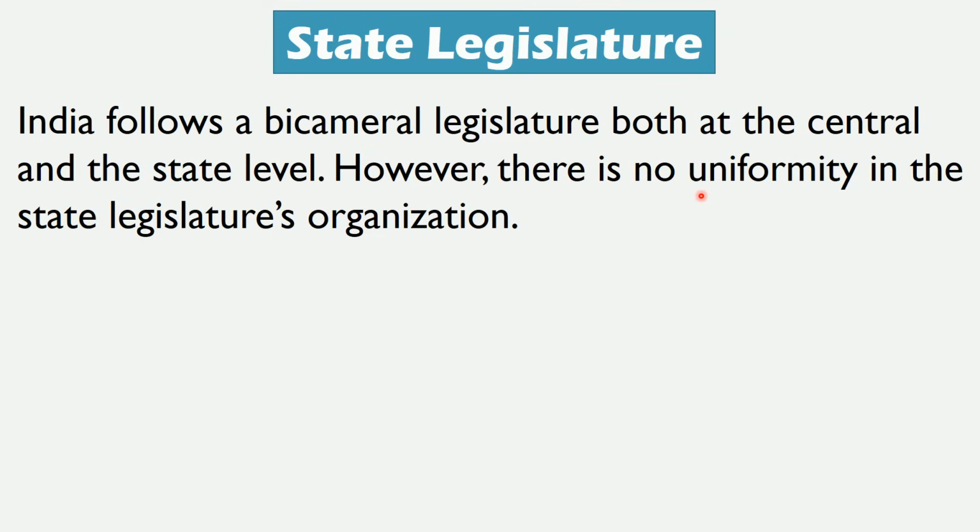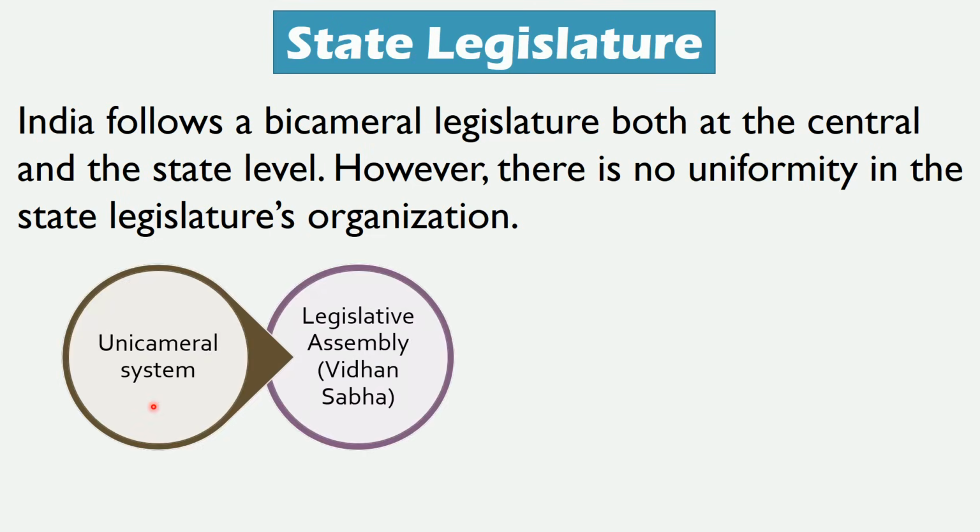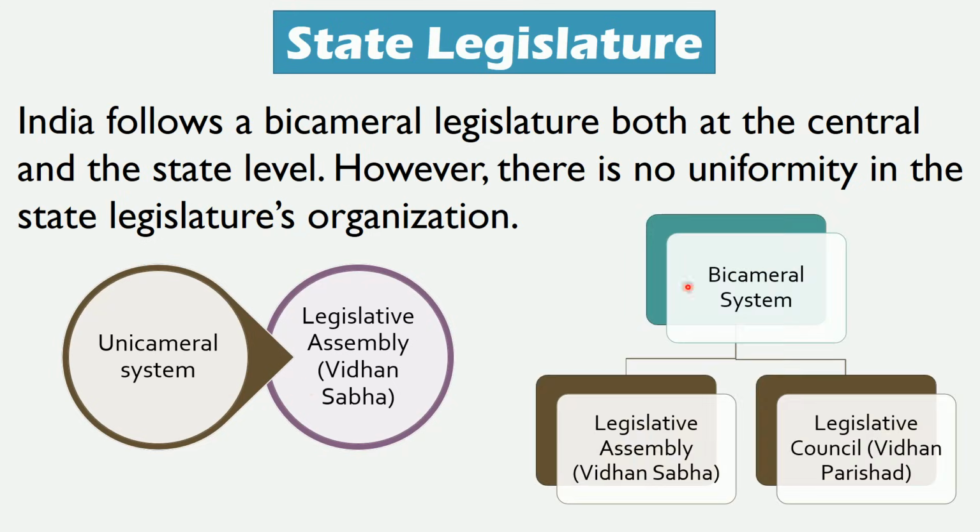Now, we'll have a look at these two systems at the state level. When there is a unicameral legislature in a state, there is only a single legislative chamber, that is Legislative Assembly, also known as Vidhan Sabha. However, if a state follows bicameral system, there are two chambers, that is Legislative Assembly or Vidhan Sabha and Legislative Council, that is Vidhan Parishad. Now let's discuss Legislative Assembly.